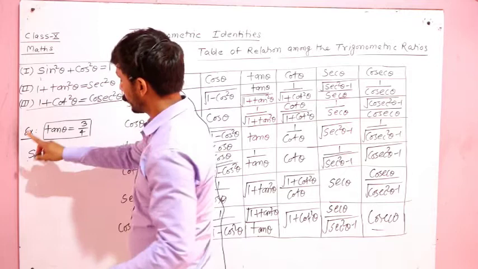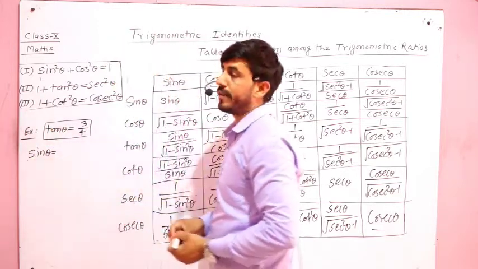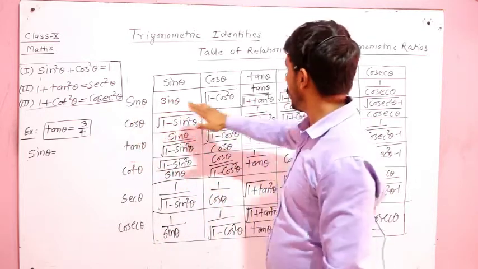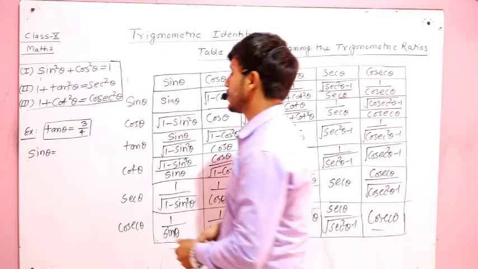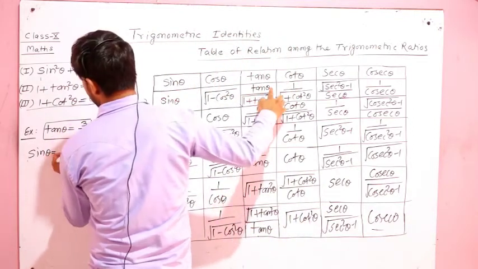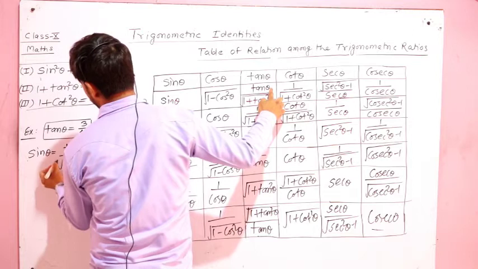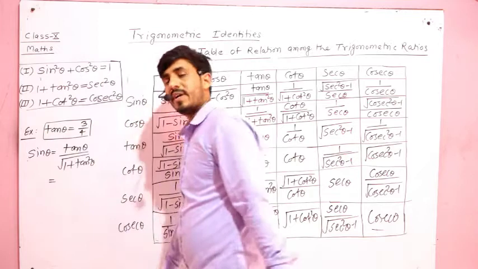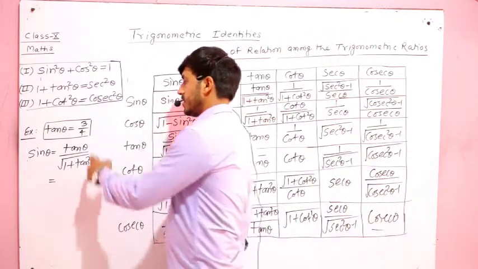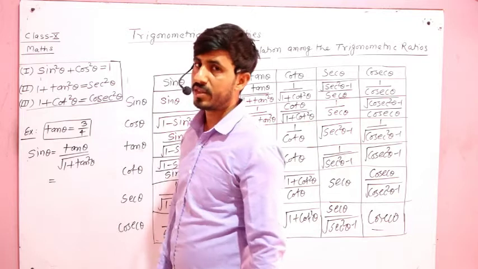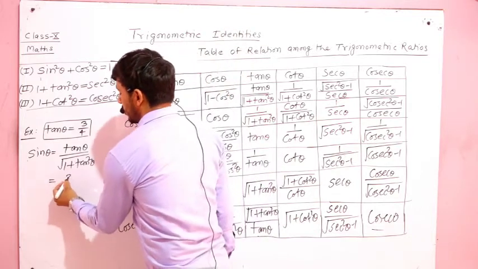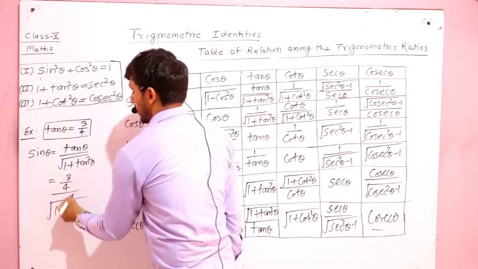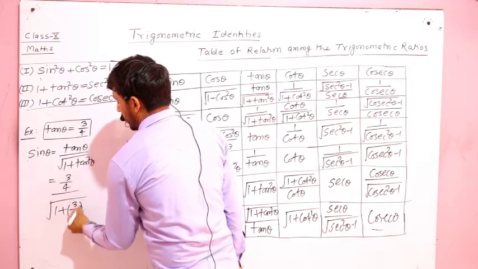How can we find sin theta? By using the value of tan theta. As you can see in this table, the value of sin theta in terms of tan theta is given as sin theta is equal to tan theta divided by root of 1 plus tan square theta. That we have to remember. And what is the value of sin theta? The value of tan theta is given as 3 by 4. That's why we have 3 by 4 divided by root of 1 plus the value of tan theta, 3 by 4, and we have the square of this value.